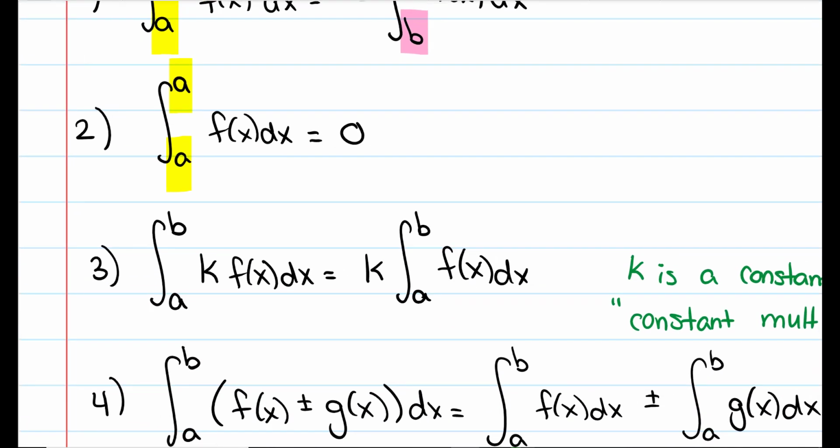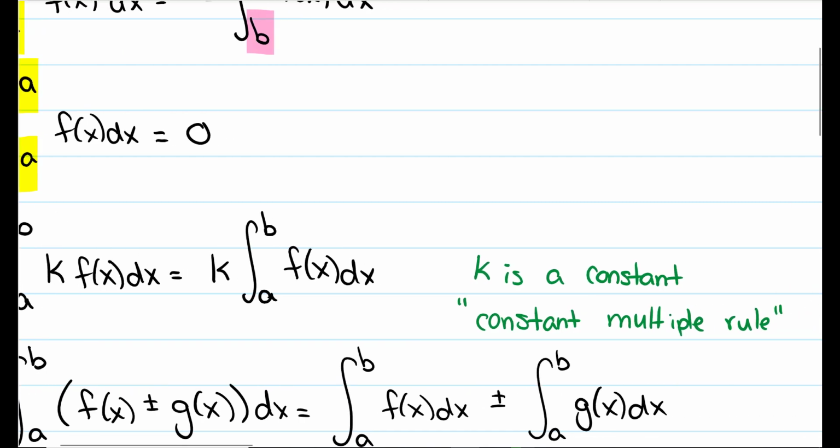The next property is that the integral of a constant times a function is equal to the constant times the integral of the function. This is called the constant multiple rule. The way this works is essentially if you have the integral from 0 to 1 of 5x, that's equal to 5 times the integral from 0 to 1 of x.